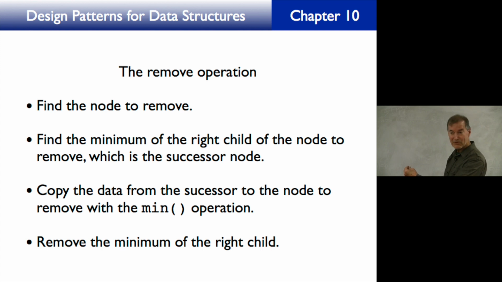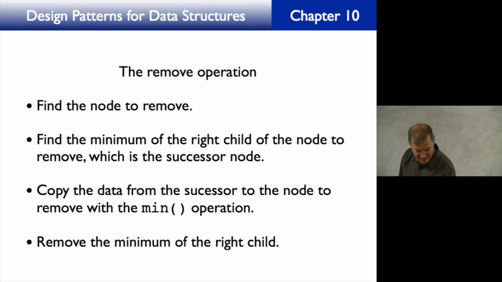In fact, we have to do it this way. There's a slick little thing coming up. So you find the minimum of the right child of the node to remove, which is the successor node, and then we use this little technique of just copying the data, and then we remove the minimum of the right child. But look, it gets better, because what did we have to do with our binary search tree dictionary? We had to do remroot because we were guaranteed that the right child was empty, but we had to pull the left child up.